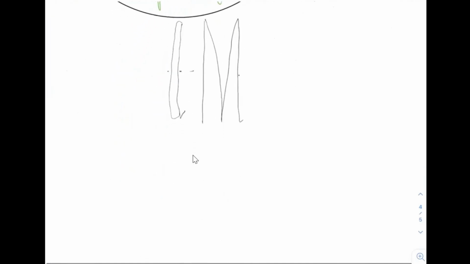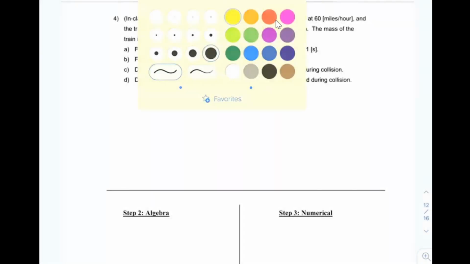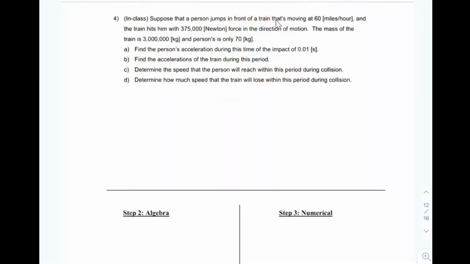Mathematically, it's going to work out the same way. All right, so in terms of math, here's what I want to do. That problem has that implication. All right, so what do we know? So we got a person jumping in front of a train. The train is moving at 60 miles per hour, right? The amount of force acting on the person is going to be 375,000 newtons in the direction of motion. All right, so a couple of things: figure out the acceleration of the person and the train, and then figure out the speed of the person as well as the train after impact.